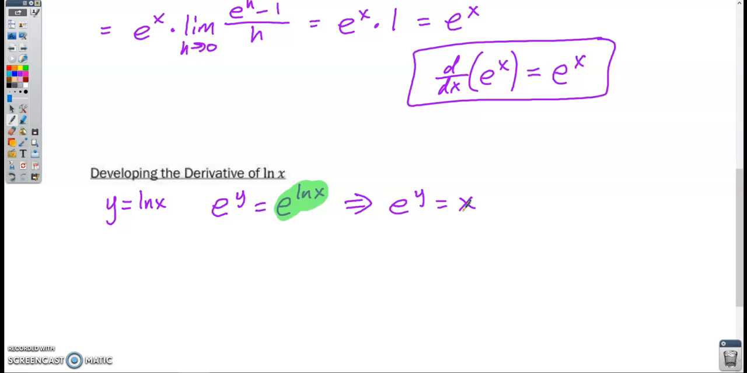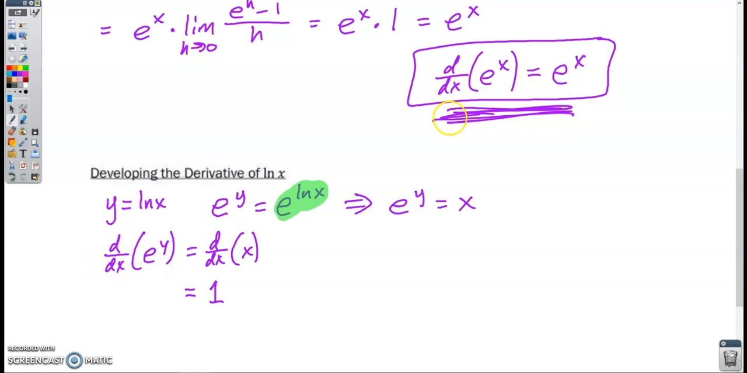Now from here, I'm going to take the derivative of this with respect to x on both sides. We should know that the derivative of the right-hand side, the derivative of x with respect to x, is just going to be 1. The derivative of e to the y is very closely related to what we just found in this rule up here, with one little twist.